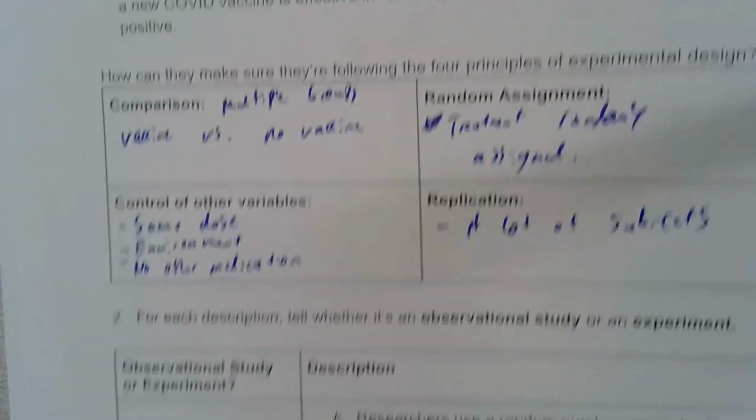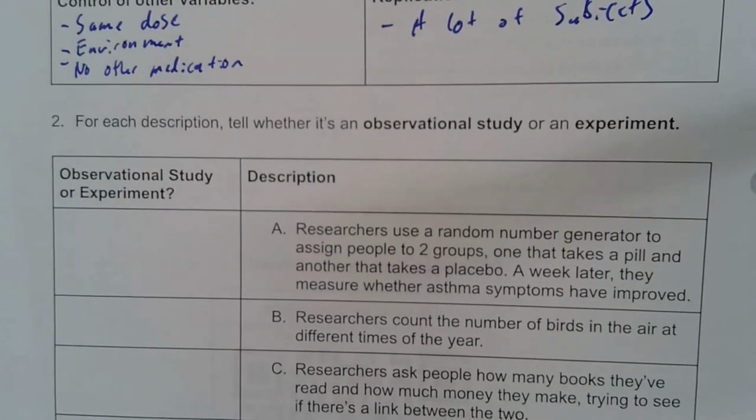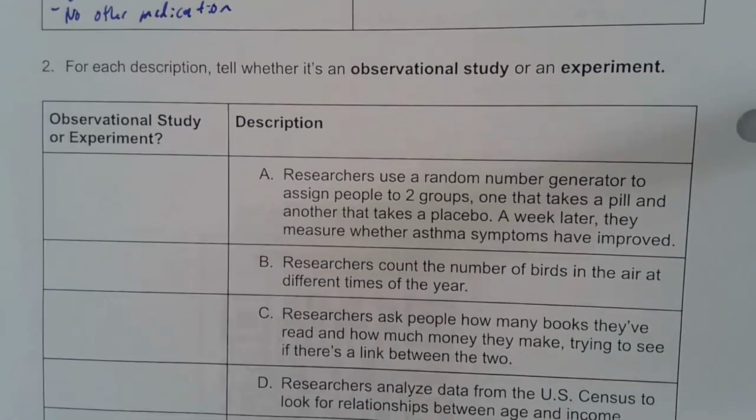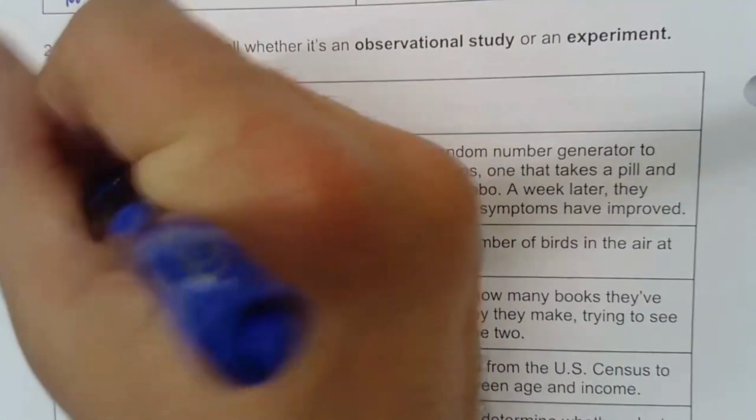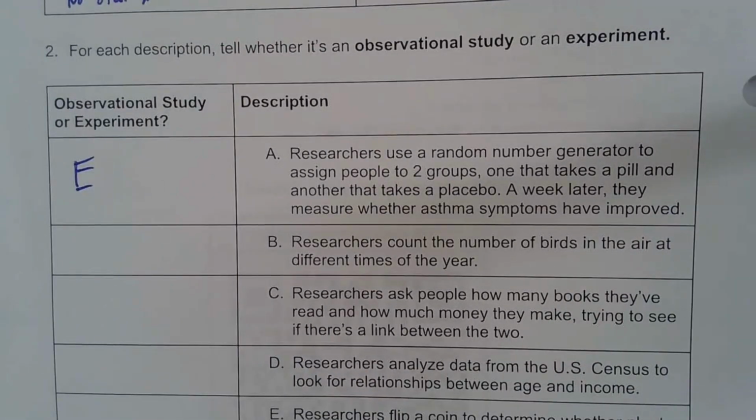All right. So next, for each description tell whether it's an observational study or experiment. Researchers use a random number generator to assign people to 2 groups. One takes a pill, one takes a placebo. Then they measure. Okay, so this is obviously an experiment because they're doing the treatment. I'm going to call it E, experiment.